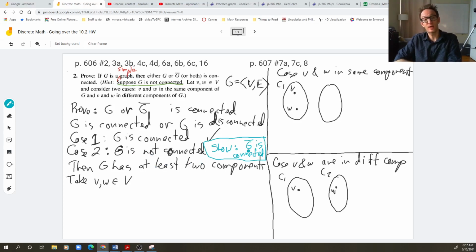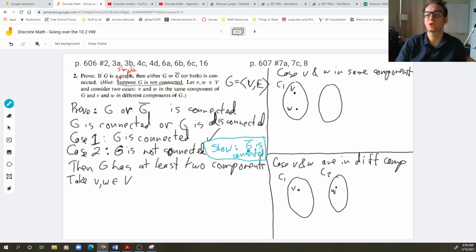To show that a graph in general is connected is to show that there's a walk between any two vertices. So that's why I'm picking two arbitrary vertices, V and W here. And then for these two arbitrary vertices, V and W, in G complement, in order to show that there is a walk between them, I need to consider what their status is in G.